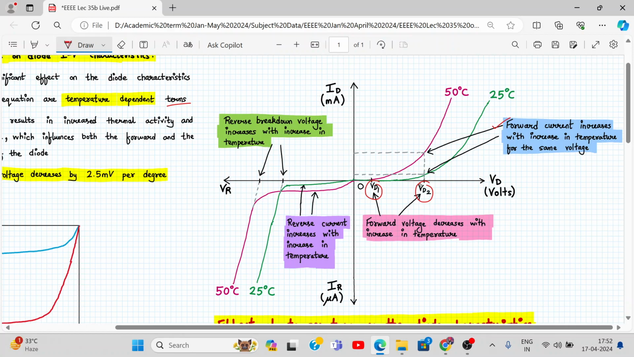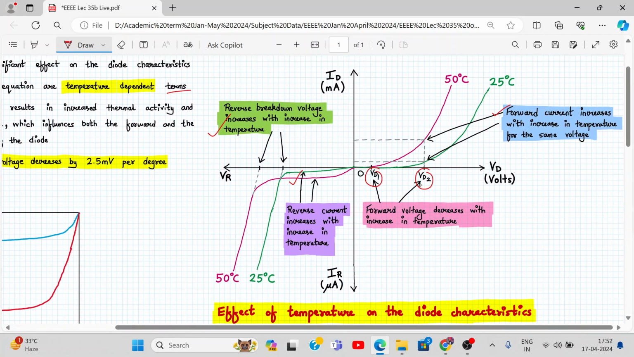Next, reverse current increases with increase in temperature, which we have seen already. It gets almost doubled, right? Also the reverse breakdown voltage increases with increase in temperature. If you operate at a higher temperature, the reverse breakdown voltage will increase with it. So these are the effects of temperature on the diode characteristics. If you are noting it down, please note it down quickly. There are these four effects. Forward current increases with increase in temperature. Forward voltage decreases with increase in temperature. Reverse breakdown voltage increases with increase in temperature. And reverse current increases with increase in temperature. These are the four effects.